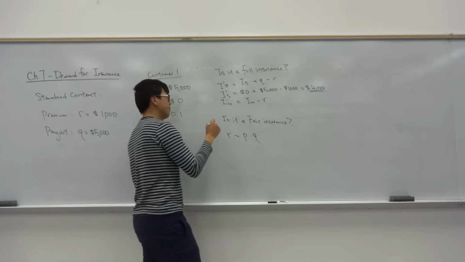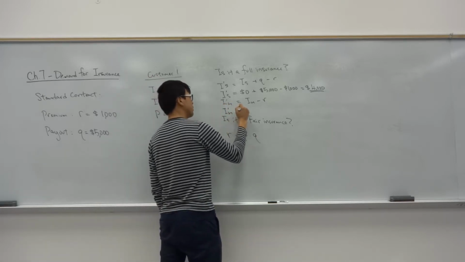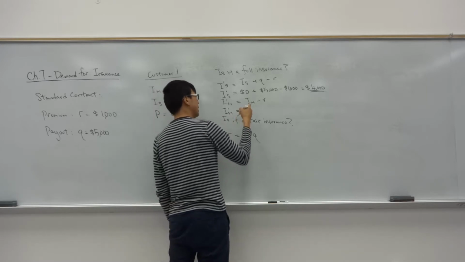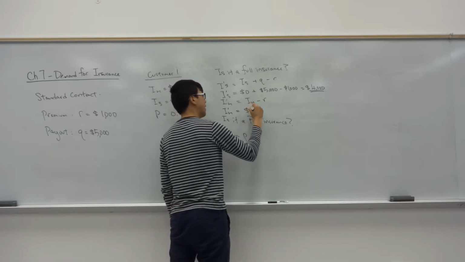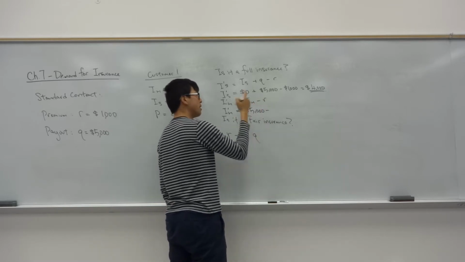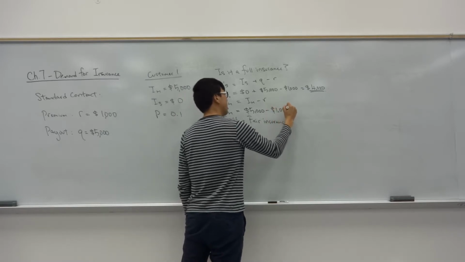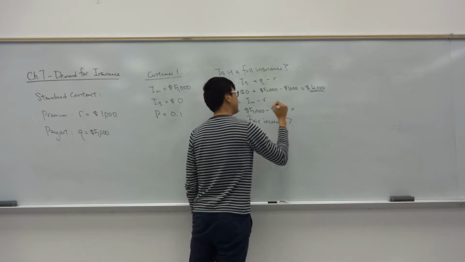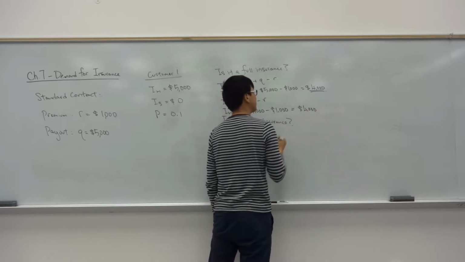The healthy income with the insurance is your healthy income of $5,000 minus the premium this person has to pay, which is standard for everyone, $1,000. So in this case, it's again $4,000.